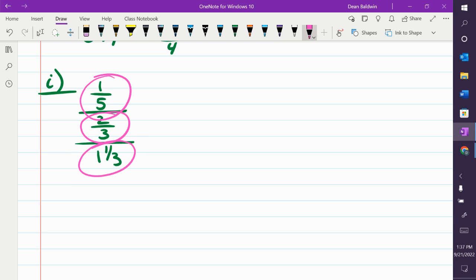All right? So the top one, does the top one ever change when you're dividing? No, so we just write that. 1/5 stays the same. This little fraction line means division. What am I going to write next? The 2/3. This is your second fraction. And then what am I putting at the very end? 1 1/3. All right. This looks more manageable. Still not the greatest looking thing ever, but more manageable, right?